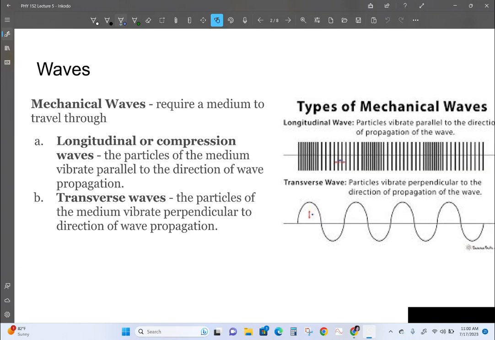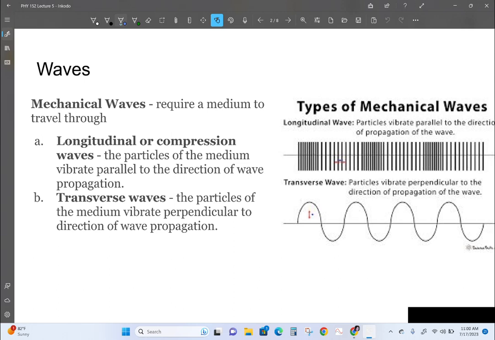First of all, there are all sorts of waves in nature. There's light waves, and there's sound waves, and there's waves on a vibrating string. And what we're going to first focus on in this course are mechanical waves. Mechanical waves have to travel through a material, and that material is referred to as a medium. And there are two types of mechanical waves.